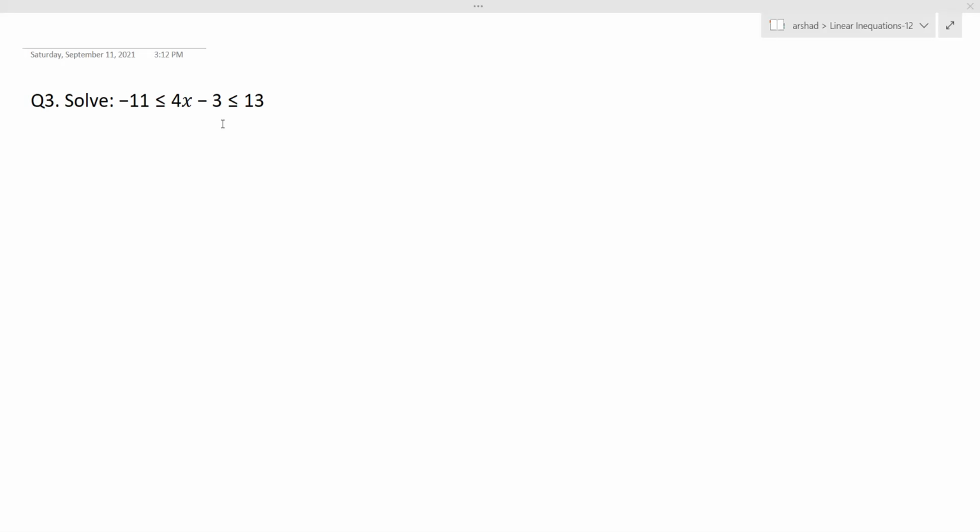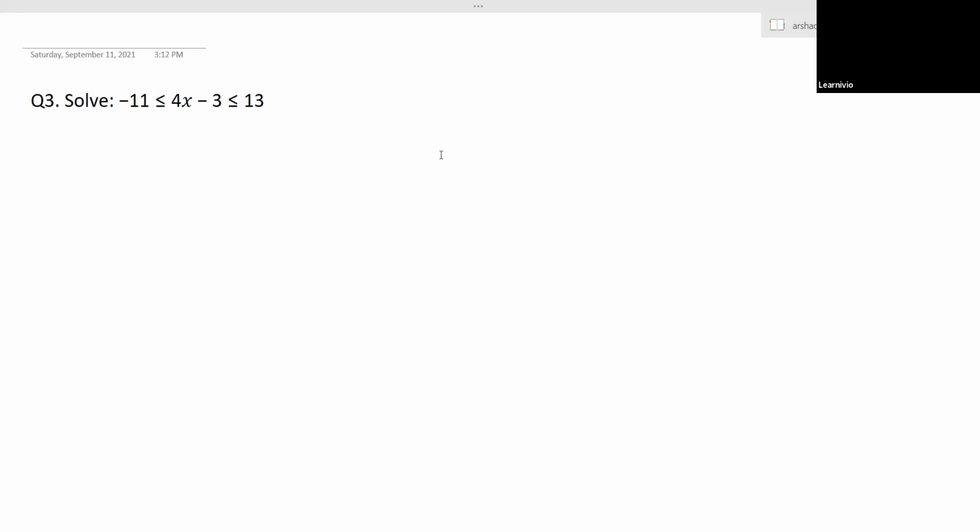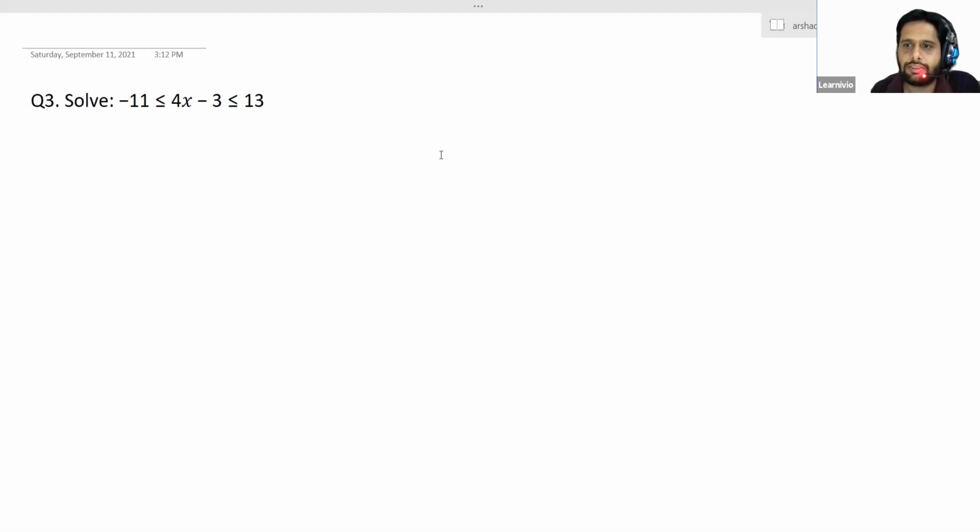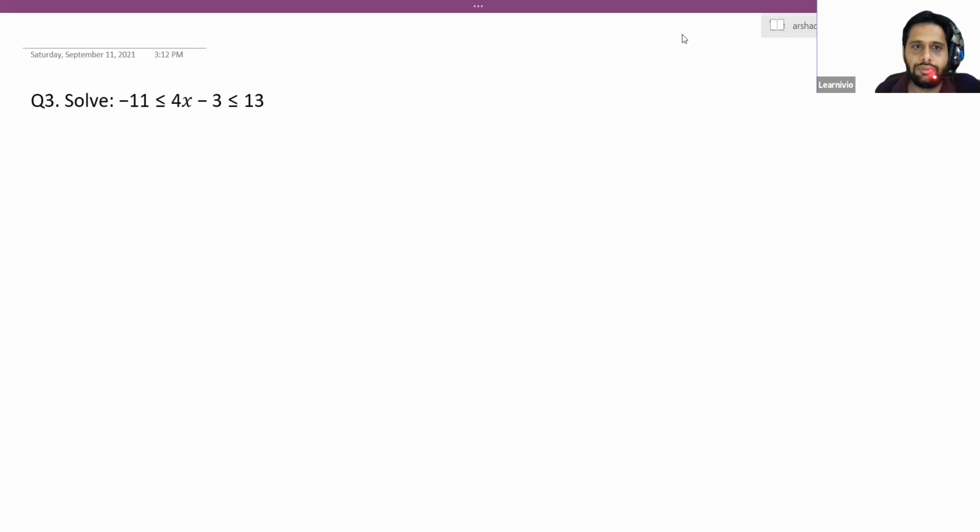Okay, so we will start the next type of questions. In the last class, we have done the questions where there are two inequations and you have separately solved the inequations and then found the common solution. Now, this is the type of question where we have two signs of inequality. So we will check how we can do these types of questions.